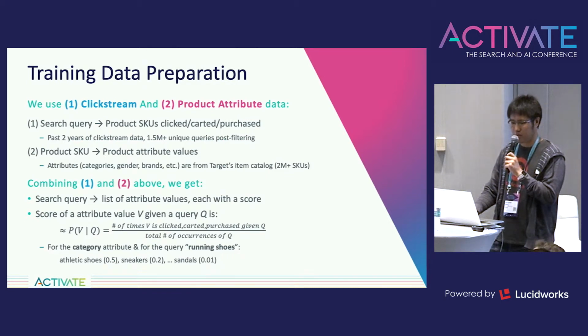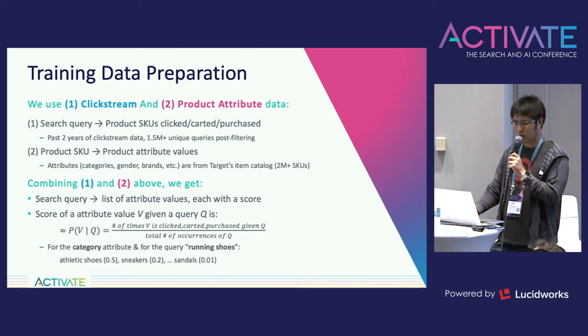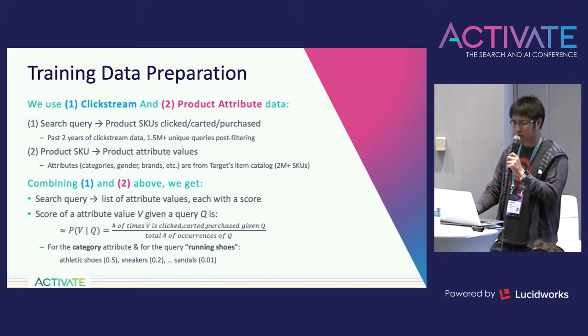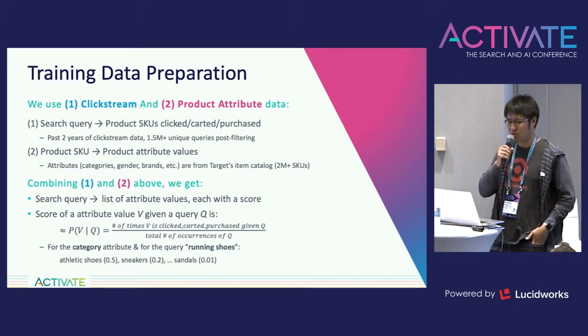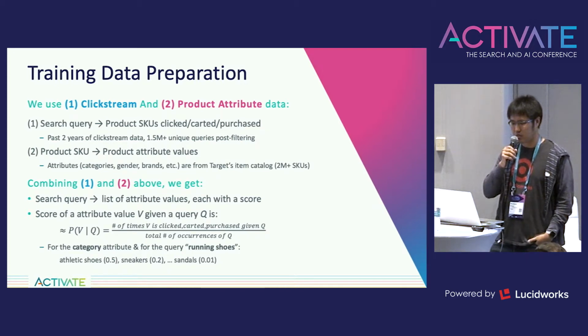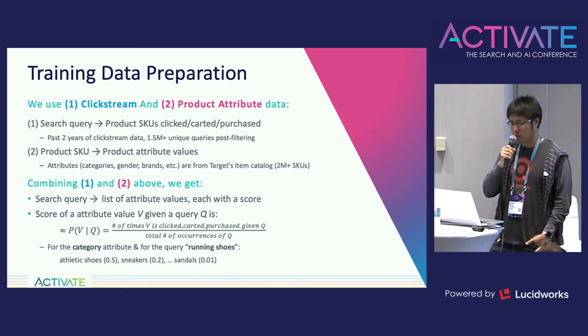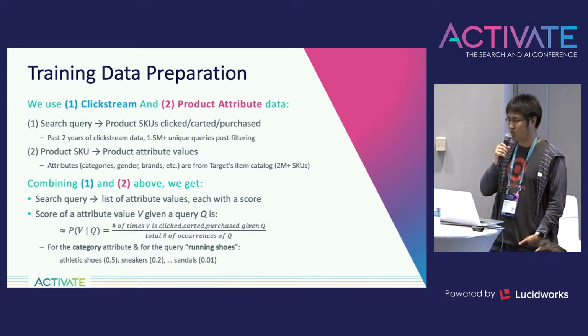For the training data preparation step, as I mentioned, we use the user behavior clickstream data and the product attribute data. So the first thing is the search query to product SKUs clicked or added to cart or purchased. And the second is the product SKU to product attribute values. Combining the first and second data above, we can get a search query to a list of attribute values, each with a score.